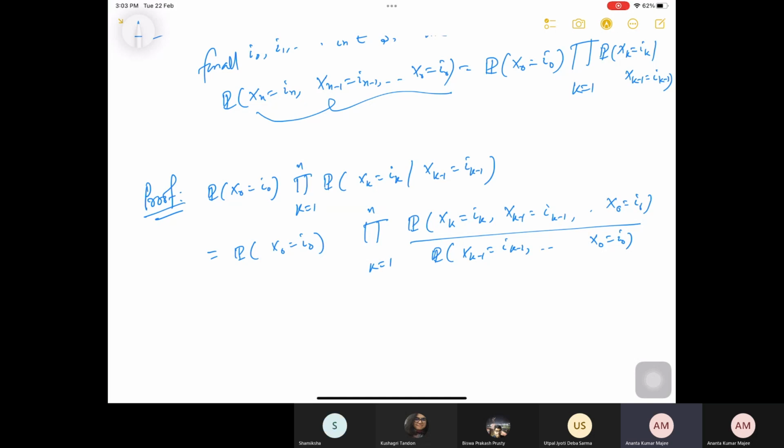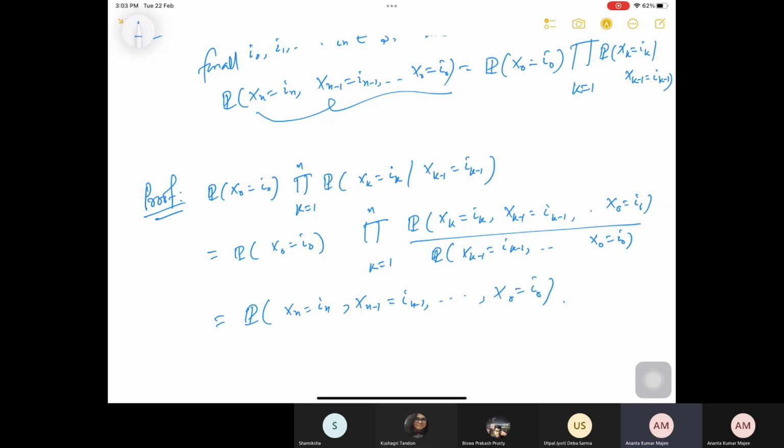Now if you write the probability of Xk equal to ik given Xk−1 equal to ik−1, this is the same as the probability of Xk equal to ik given Xk−1 equal to ik−1, Xk−2 equal to ik−2, and so on, X0 equal to i0. That is using the property of your Markov chain, and I write it in terms of the probability. So now you see it is the product, so all these get cancelled out. The only thing remaining is this part: probability of Xn equal to in, Xn−1 equal to in−1, and so on, X0 equal to i0.